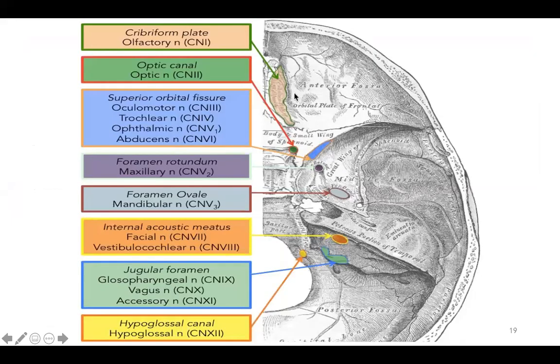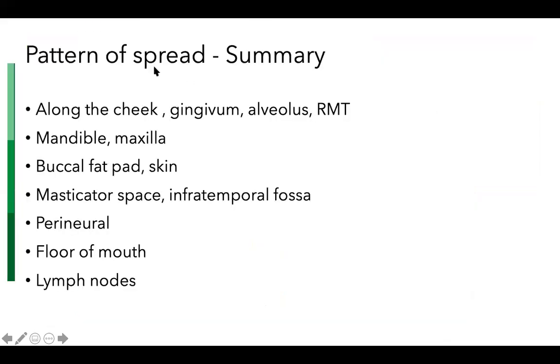So, of course, we need to know all the foramina for other reasons, but for buccoalveolar complex, we need to be aware of the foramen rotundum, which is the maxillary nerve exit, and the foramen ovale, which is the mandibular nerve exit. So in summary, we need to see for involvement of the cheek, the gingivum, the alveolus, the RMT, mandible, maxilla, buccal fat pad, skin, masticator space, infratemporal fossa, perineural involvement, floor of the mouth.